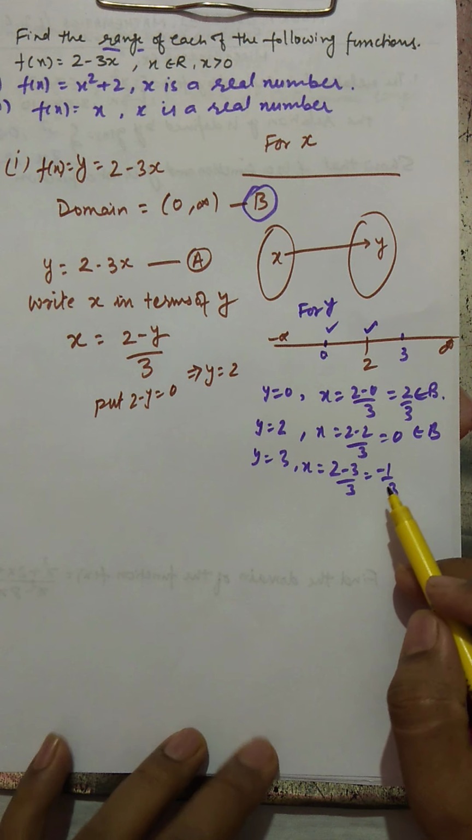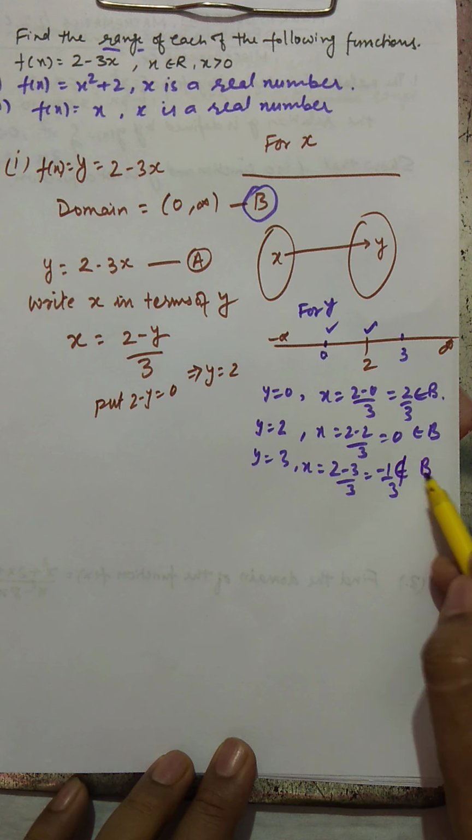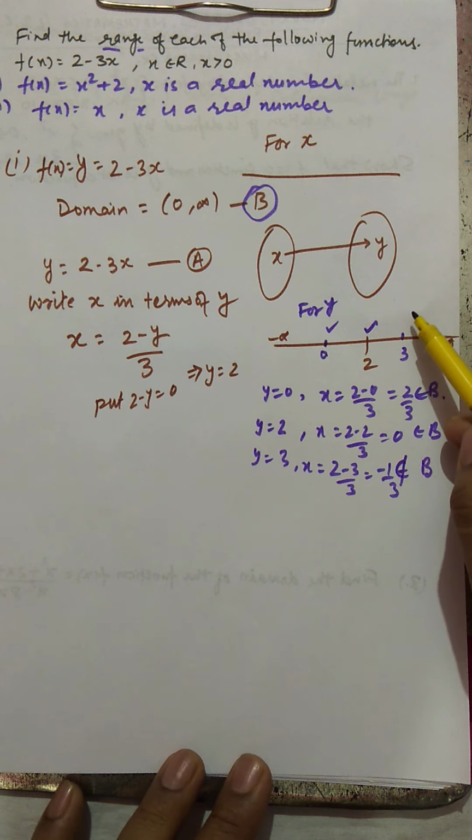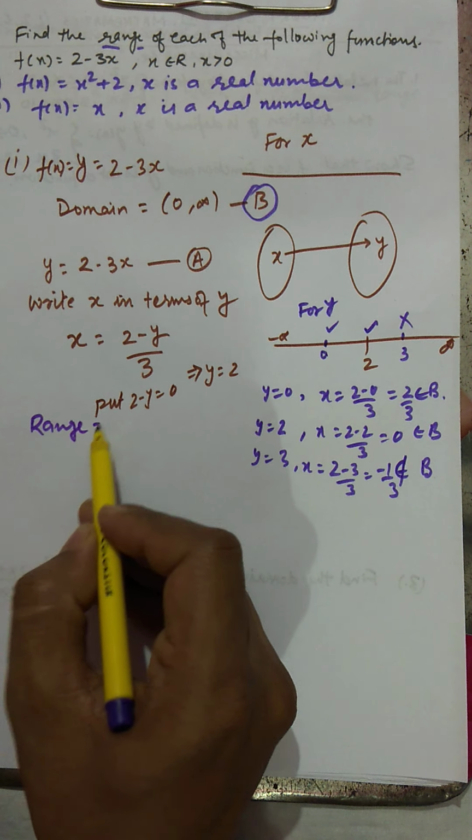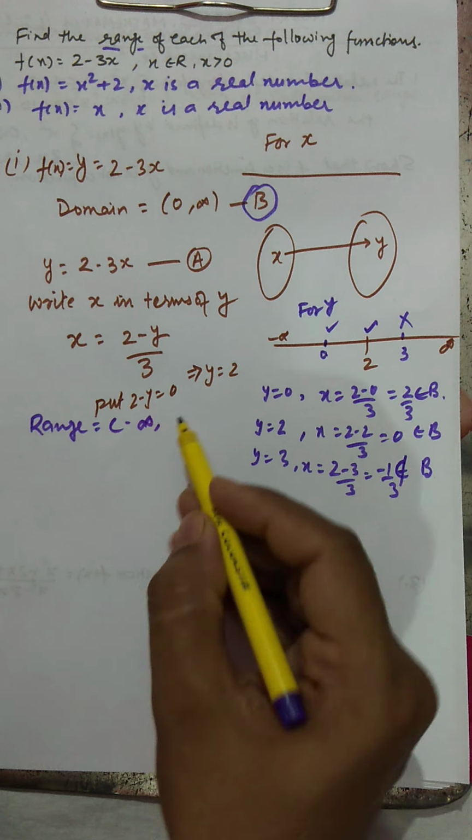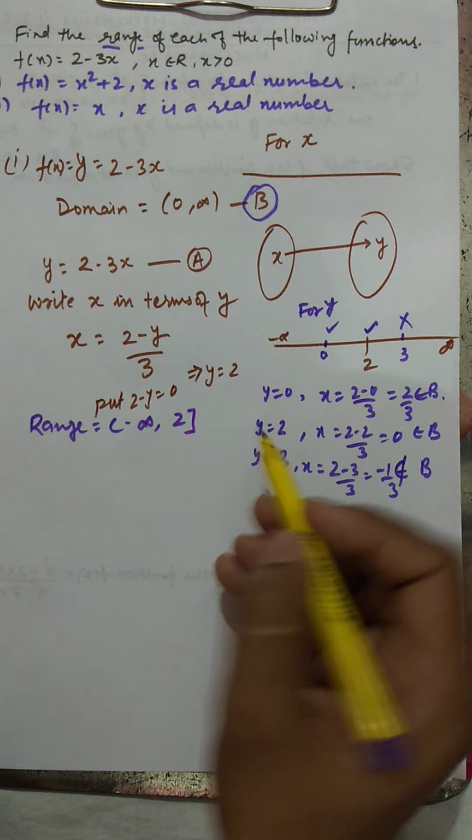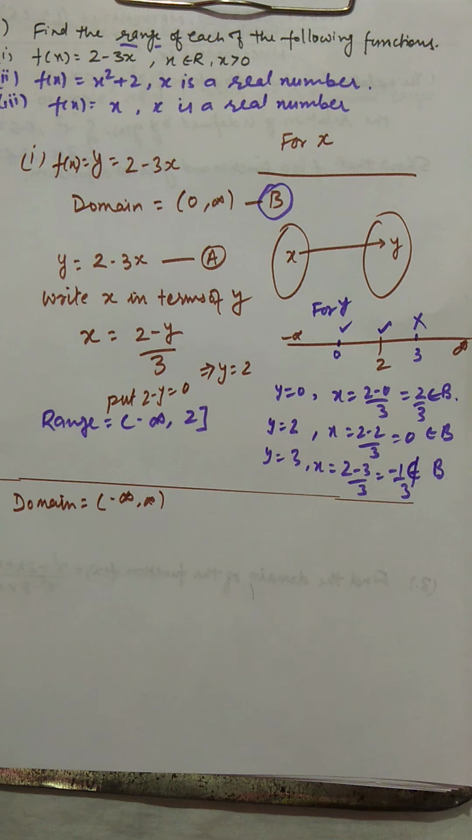So this x equal to minus 1 by 3 is not possible. So this is not belonging to B. So it means this side you cannot take. So your range now is coming from minus infinity to 2, and this is a closed interval because 2 can be taken.